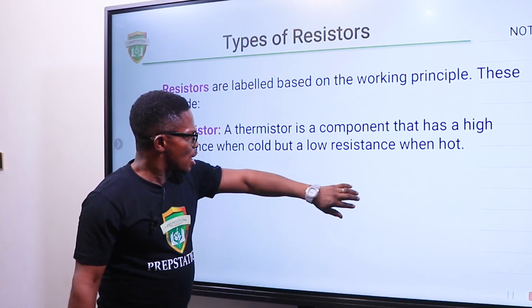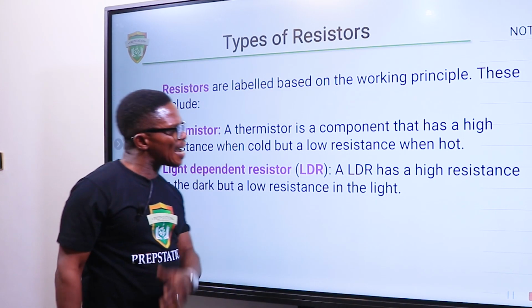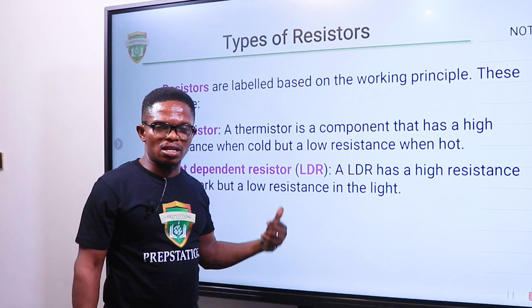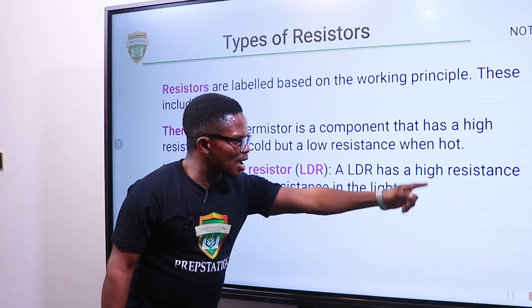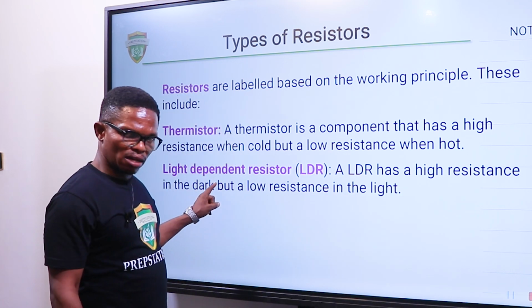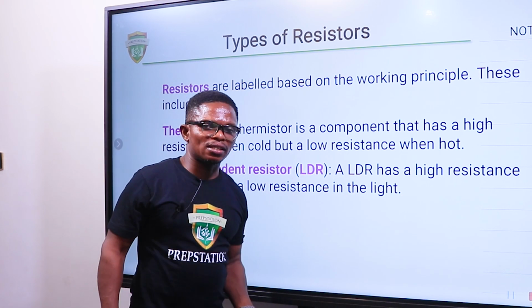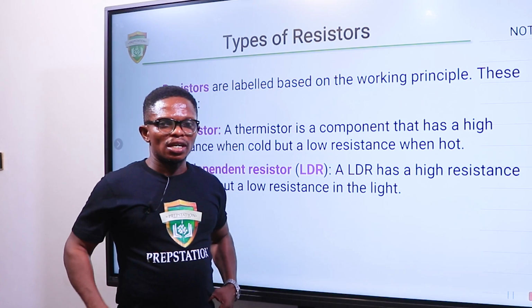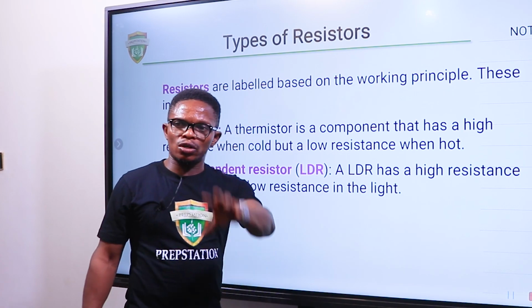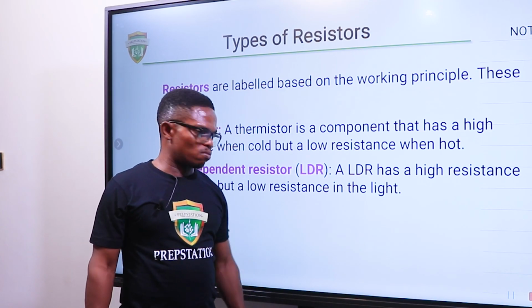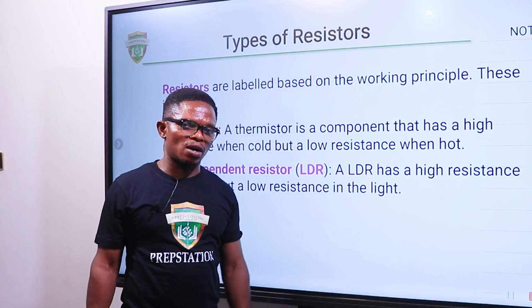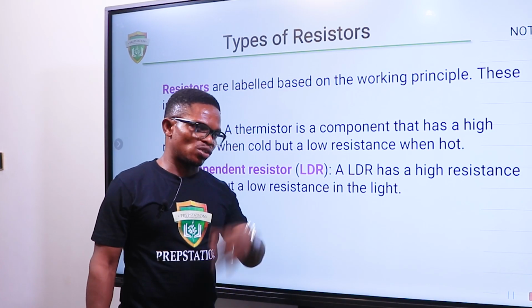contact with it. And then we have another one called the light-dependent resistor, LDR. An LDR has a high resistance in the dark, but a low resistance in the light. This one is used mostly for automatic street lights. Have you ever wondered how the street light on the road works? Yeah, it's through the help of LDR. You don't need to switch it on at night or switch it off in the day.